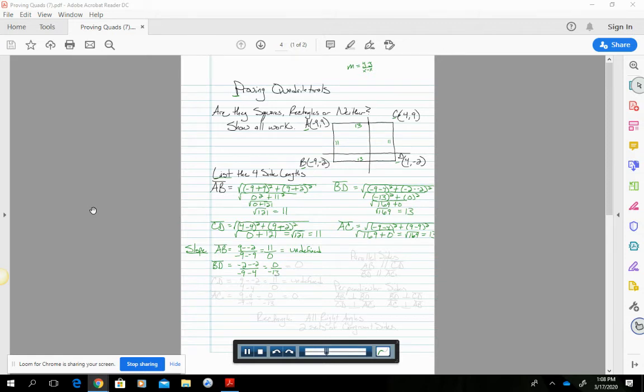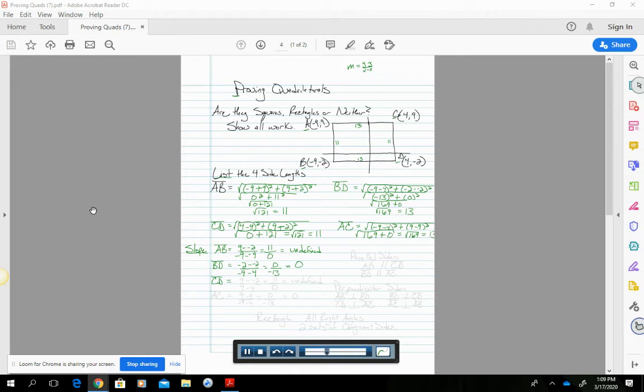Well, 0 over something, we know what that is. That's simply 0. So it's a flat slope. There is no slope. It's not going up or down. It's just a horizontal line. My next one is C to D. I'm just going around the shape.